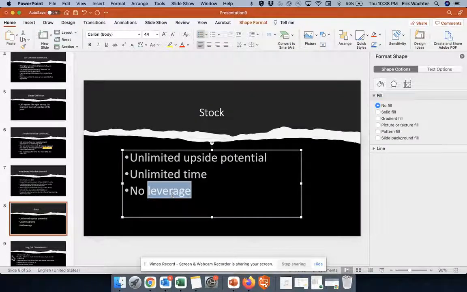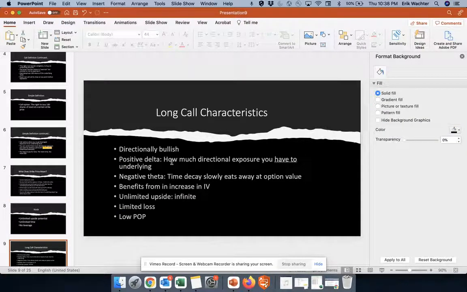Okay. Moving on. So long call characteristics: we're directionally bullish, just like if we were buying stock, going long stock, that's also directionally bullish. We have a positive delta, which means our directional exposure is in the positive direction. If the stock goes up, we make money. Something I haven't talked about yet is time decay, aka theta.